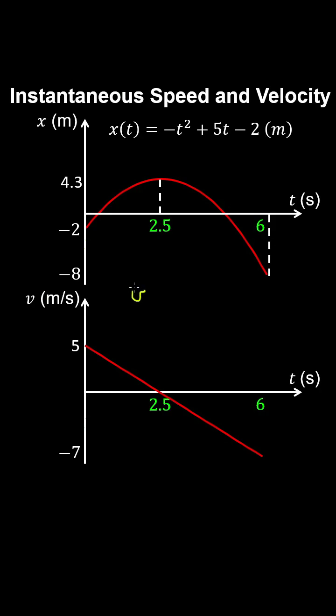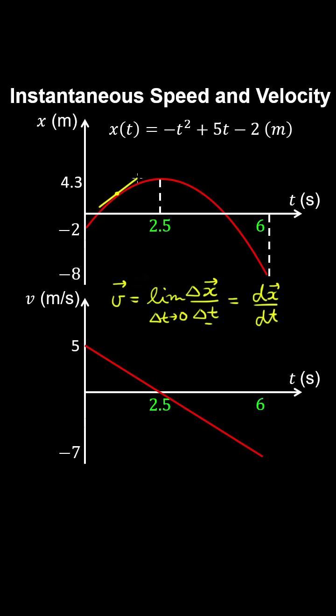Recall that the average velocity is equal to the displacement over the change in time. And it's implied the displacement and the average velocity are vector quantities, so we don't have to draw the arrows. Now if we take the limit as delta t approaches 0, we obtain the instantaneous velocity. So the instantaneous velocity is the first derivative of position with respect to time, or the slope of the tangent to the position-time curve at a particular point in time.